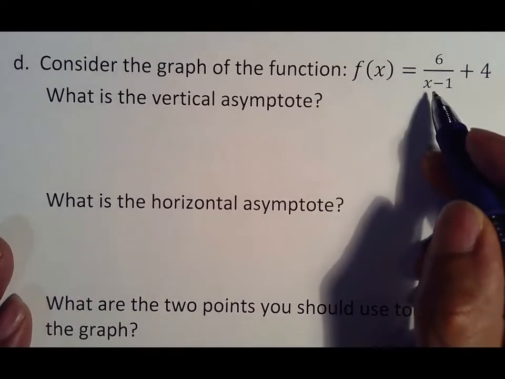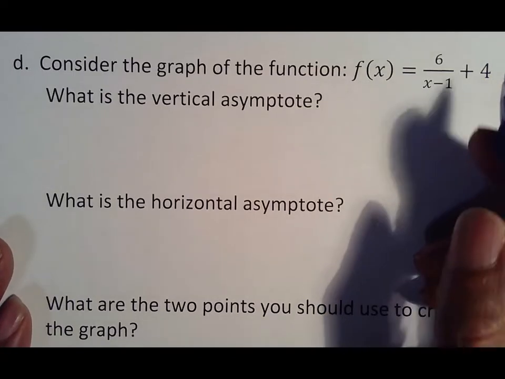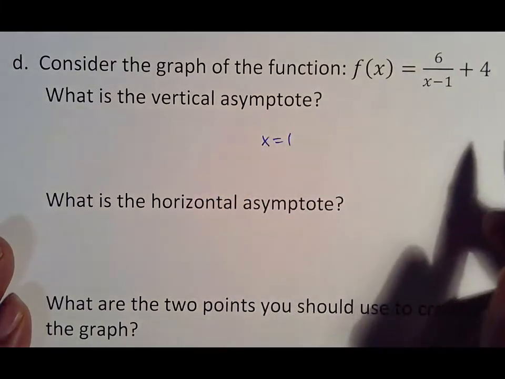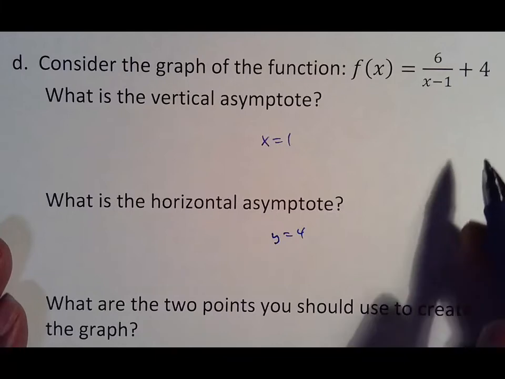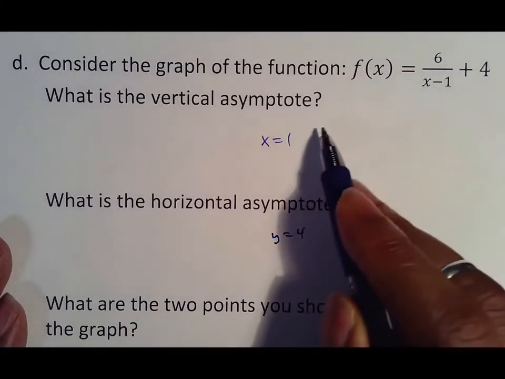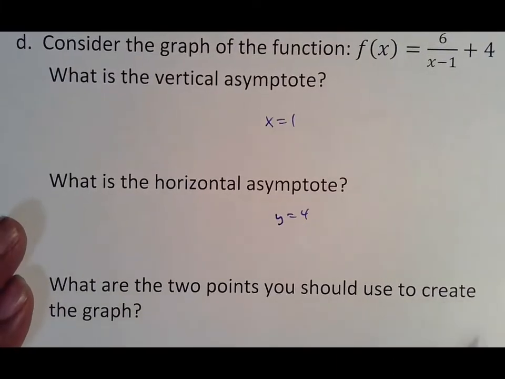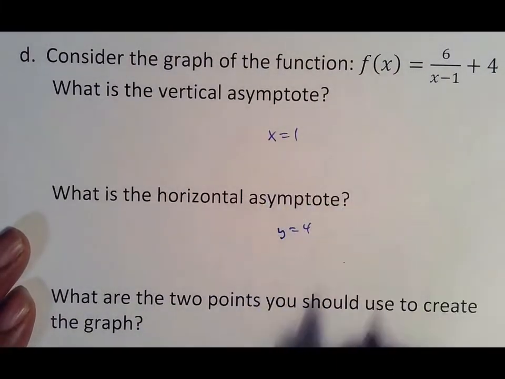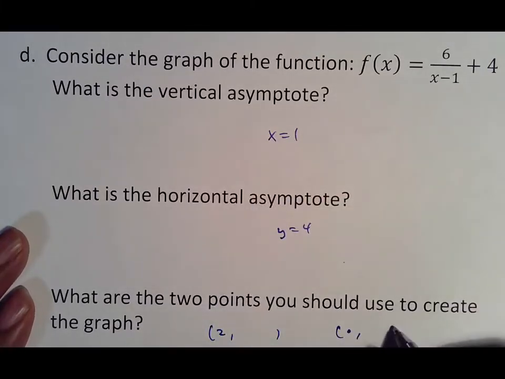So when it says what's the vertical asymptote, the value that makes this 0 is 1, obviously, 1 minus 1. So your vertical asymptote is x equals 1. Your horizontal asymptote is y equals 4. Remember, this one is the one you flip, which we did. This one is the one you keep, which we did. So there you go. So the two numbers we're going to choose are the number to the right of 1, which is 2, and the number to the left of 1, which is 0.